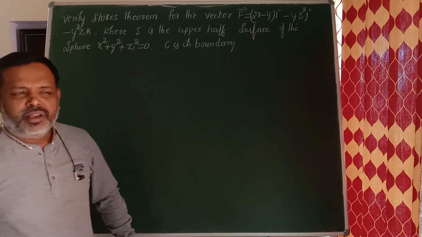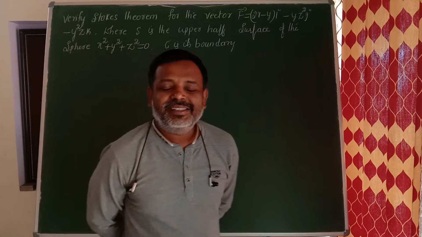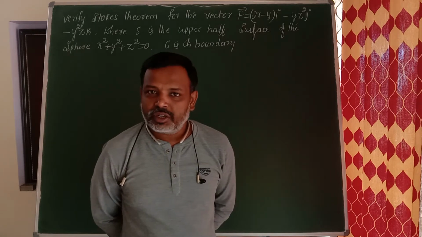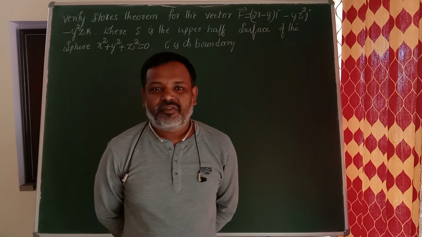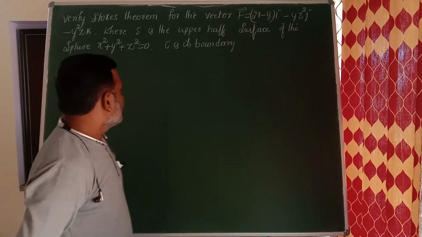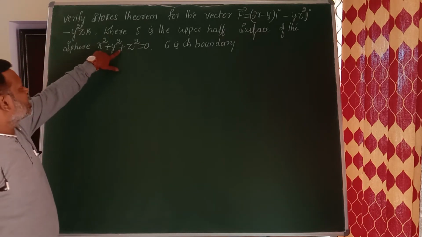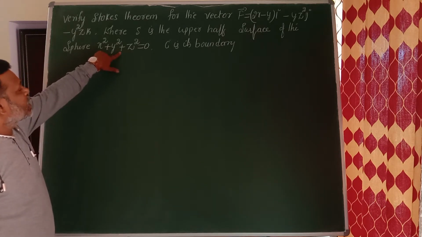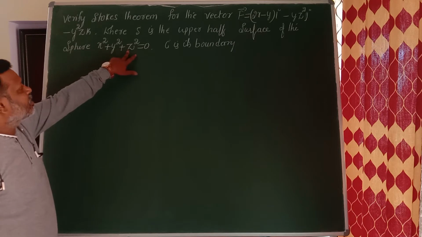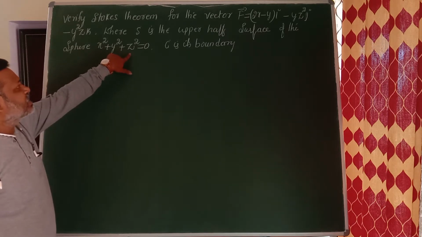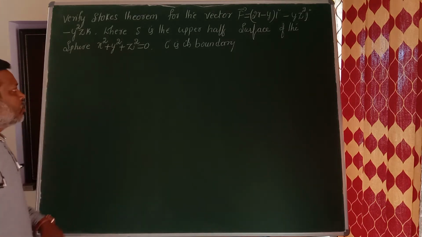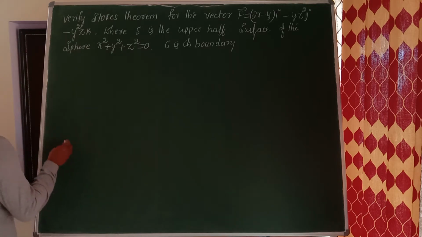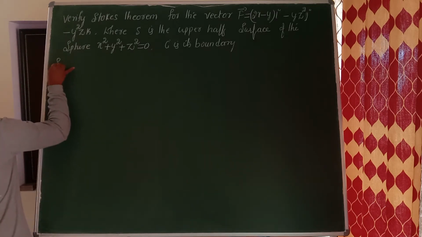Here, a very important thing is we are considering C as a simple closed curve and S as a surface, right? So now here they are given in three dimensions. Convert this three-dimensional into two-dimensional such that in this sphere we make z equal to 0, right? So what to do here? First let us write down the solution.